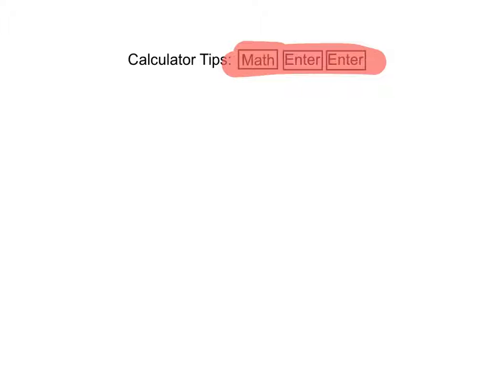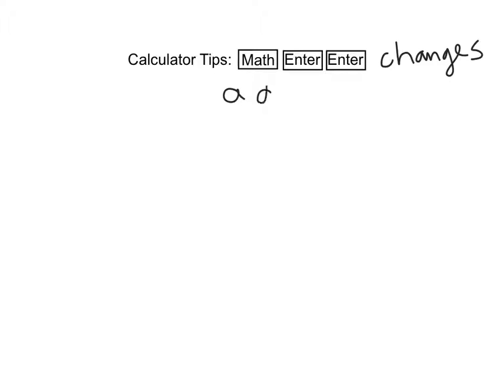and then we're going to write what it does for us. So math enter changes a decimal into a reduced fraction.